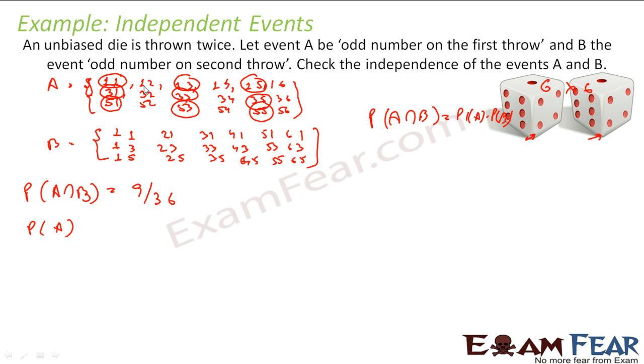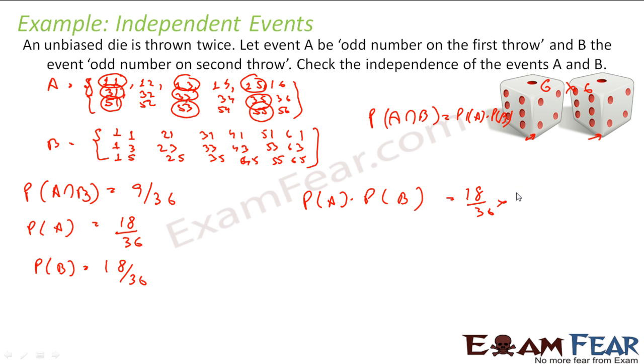Probability of A will be how much? They are 1, 2, 3, 4, 5, 6 into 3, 18. 18 by 36. Similarly, probability of B will also be 18 by 36. Why? Because there are 18 elements and the total sample space has 36. So let's check the value of probability of A into probability of B. That is nothing but 18 by 36 into 18 by 36. Correct? So 18 by 36 is 1 by 2, into 1 by 2. That is 1 by 4. And probability of A intersection B is 9 by 36. That is nothing but 1 by 4.